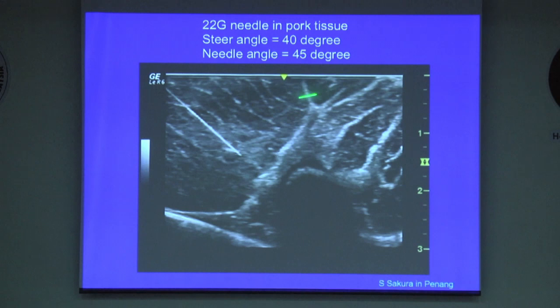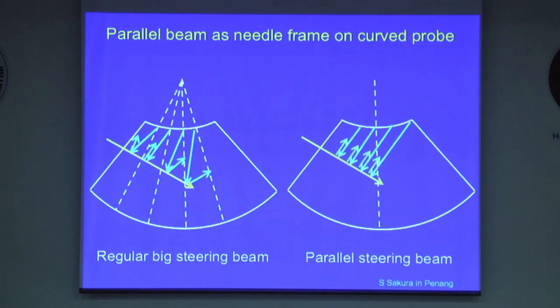For curvilinear probes, there is another technology. The left-hand figure shows the regular beam steering. With this, you get the needle beams. Each needle beam has an angle of a fixed degree against the normal vector. Normal vector means the line which is vertical to the surface. In contrast, on the right, with this parallel steering beam, all the needle beams have the same angle against their vertical line.